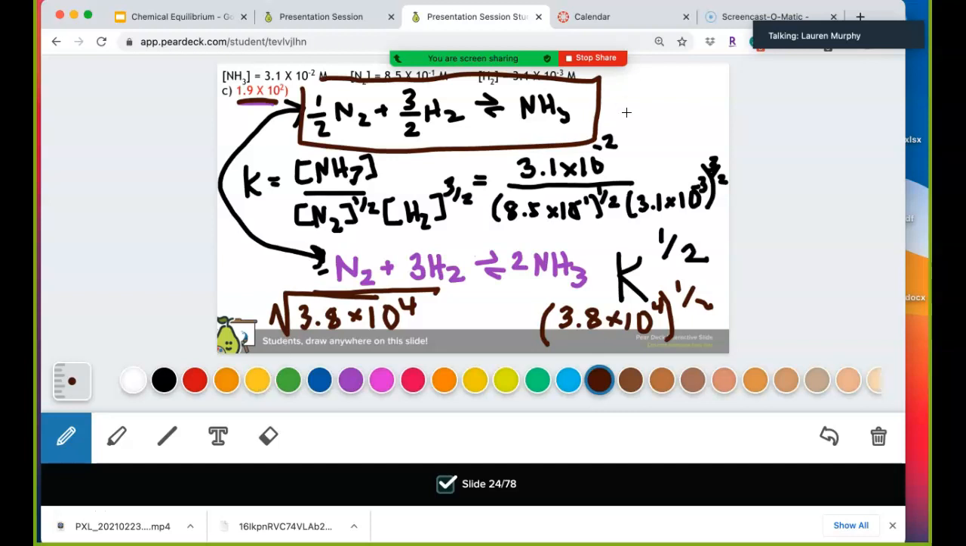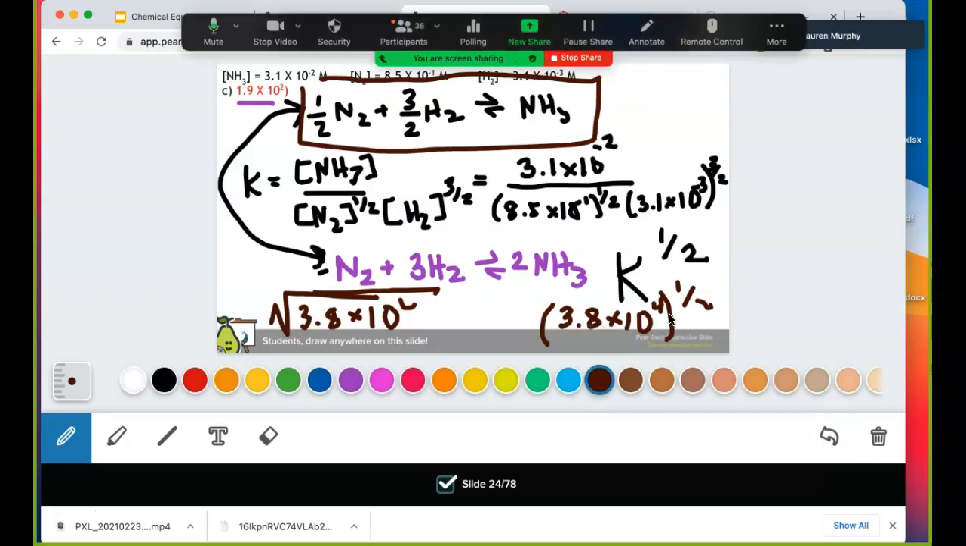So like if I would have done 36 times 10 to the 6th, and I had to square root it, you would just divide 36 by 2 and 6 by 2. So it would be what? 18 times 10 to the 3rd. We will do a lot more of that in the acid-base chapter. Anyways, so 3.8 times 10 to the 4th to the 1/2 is 1.9 times 10 to the 2nd.